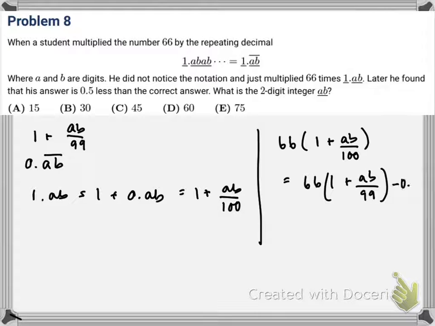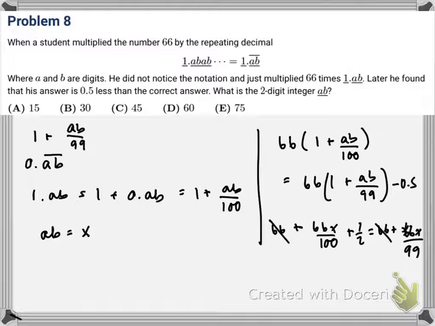So I'm going to subtract 0.5 from here. Just for convenience, let's call this number x, because we know that AB is a 2-digit number. So now I've got 66 plus 66x over 100 plus 1/2 equals 66 plus 66x over 99. And I can just use some algebraic manipulation to get that 100x minus 75 equals 99x. And I find out that E is the correct answer because x equals 75.